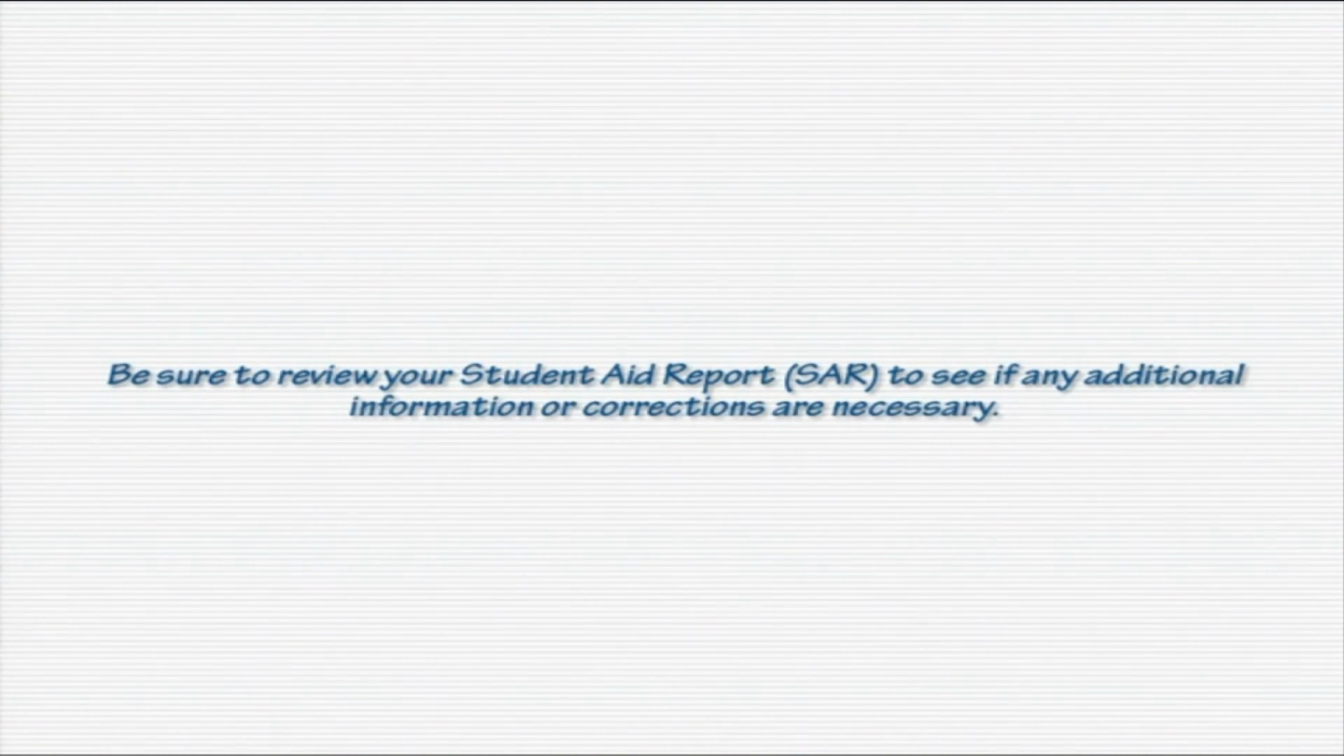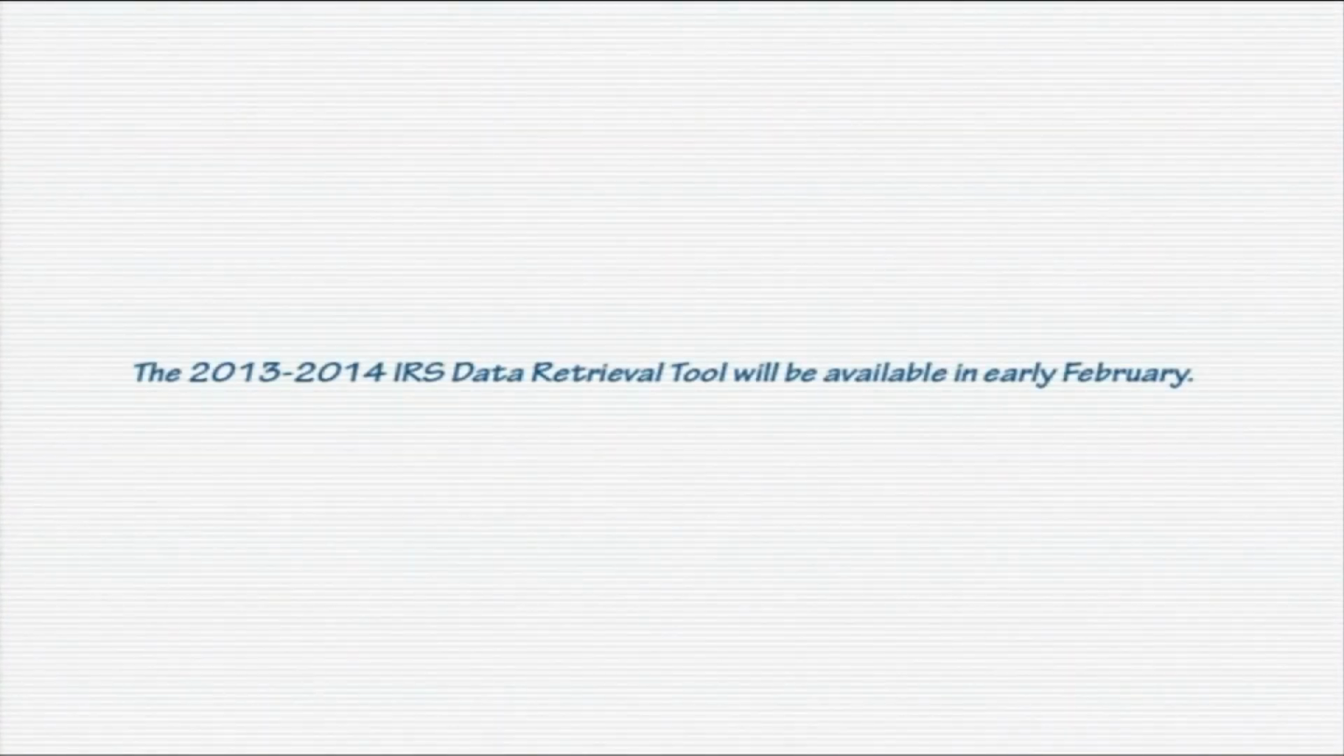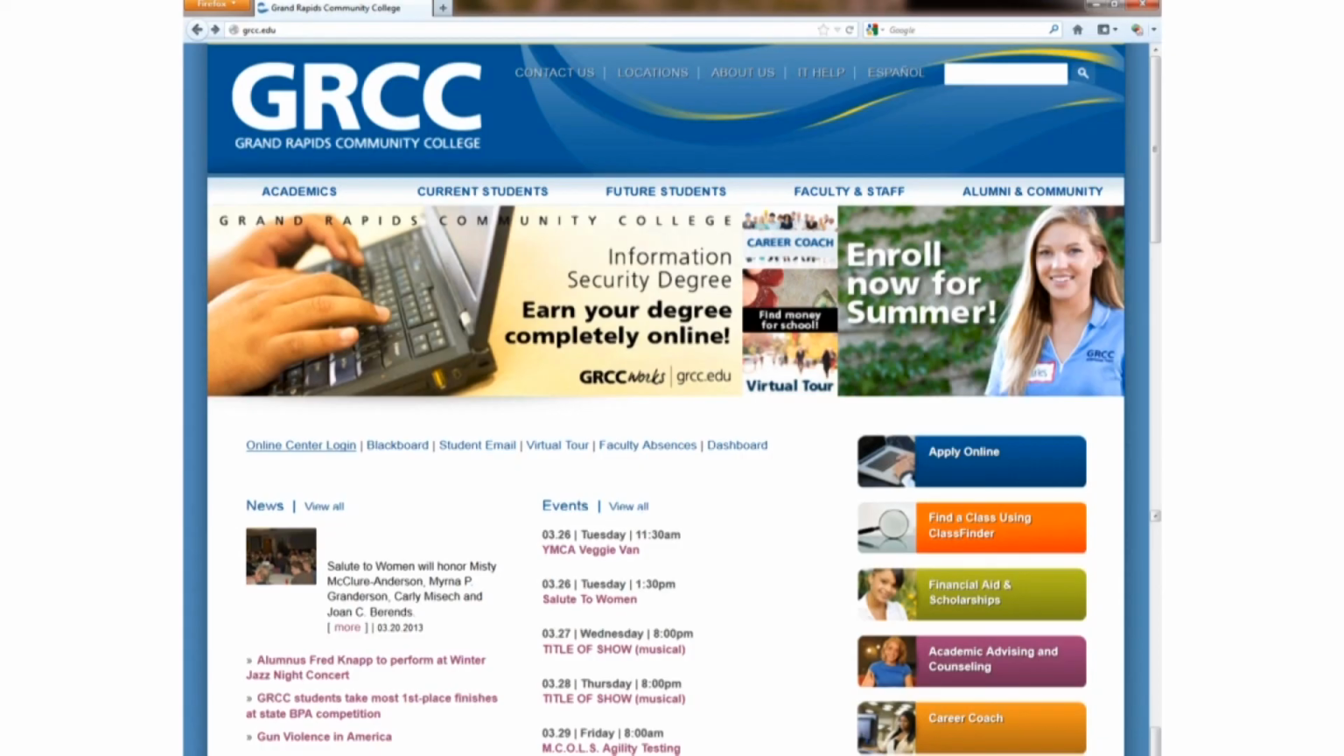Also remember that if you used estimates for your financial information, you'll want to log back on to the FAFSA to update your information after you and your parents, or just you, have filed your taxes. The IRS data retrieval tool is the easiest way to do this and should be available to you in just a couple weeks after electronically filing your tax return.